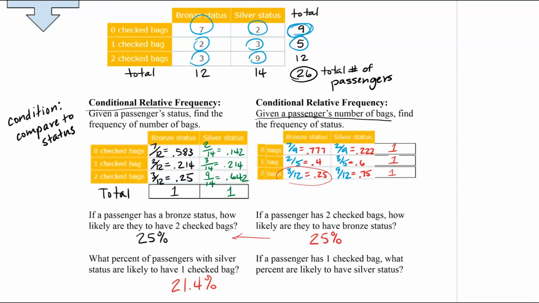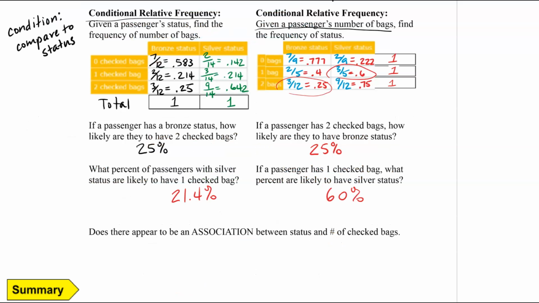If a passenger has 1 checked bag, what percent are likely to have silver status? So for 1 bag silver, we're talking about 60%. And so here's where we look at our data and is there anything that we can learn from this? Does one thing cause the other? I would probably say yes, that there's an association, that the silver status has the most bags. If you have the bronze status, then you're more likely to have fewer bags.